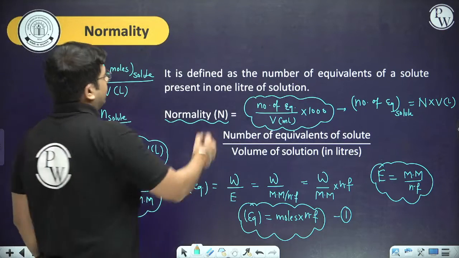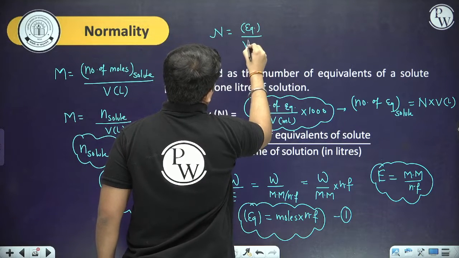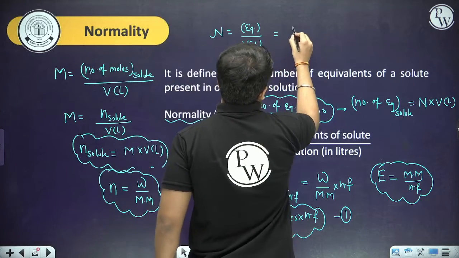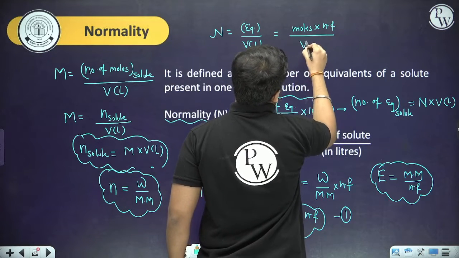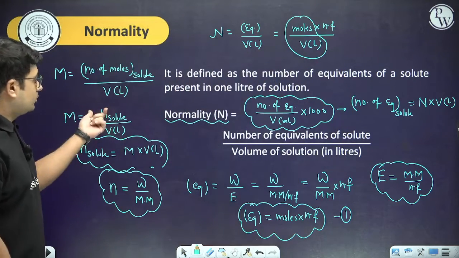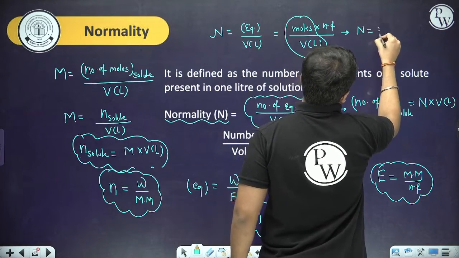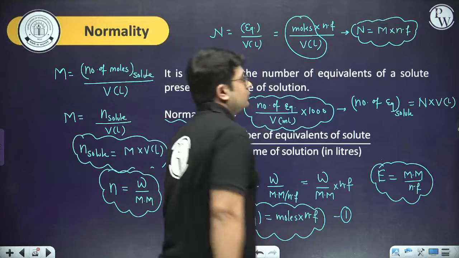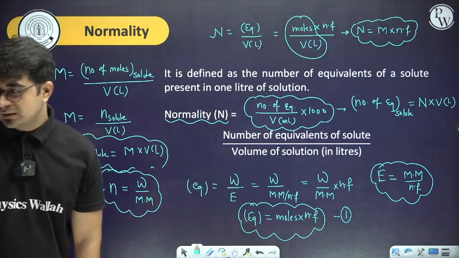Second formula, if you know that normality is basically equal to equivalents divided by the volume in liter, and equivalents are now basically moles multiplied by n factor divided by volume in liter, you know this concentration term, moles divided by volume. So you can say from that particular part that normality will be equal to molarity multiplied by n factor. That's it. So this is the relationship between the normality, molarity as well as equivalents and moles. Just have a look at it.